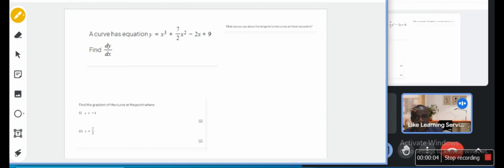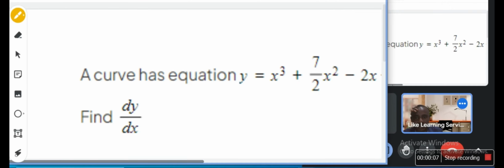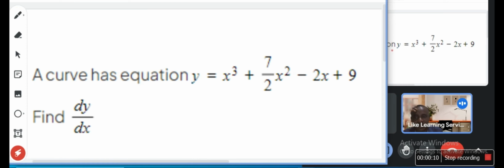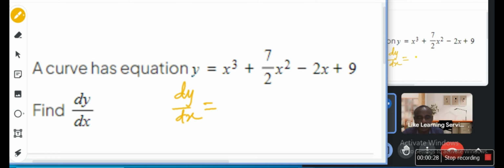Okay, this one says, let me zoom in a bit. A curve has equation y equal to x raised to power 3 plus 7 over 2 x squared minus 2x plus 9. Find dy over dx. Can we do that very quickly? Are you ready? dy over dx will be equal to 3x squared, then 7 over 2 x squared.